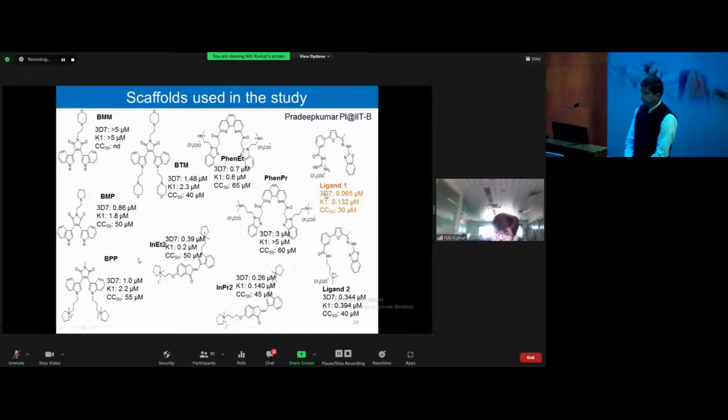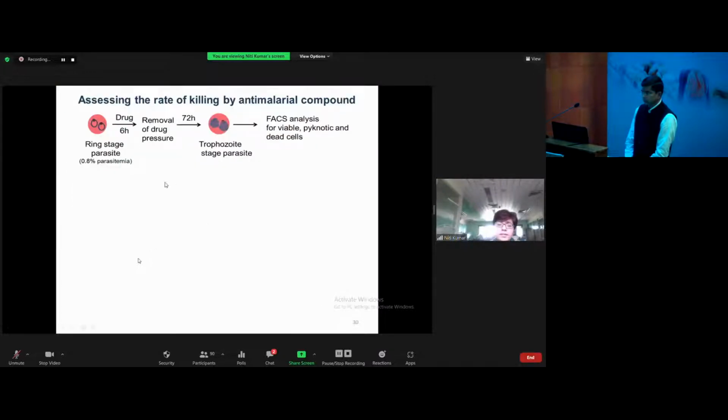Now, if this chain is extended, then this compromises the antiplasmodial activity. So, to understand what is the rate of kill of this molecule, we did this quick experiment wherein we treat the parasite at ring stage at lower doses for 6 hours, and then after drug pressure removal, we let the parasite grow and then do a FACS analysis.